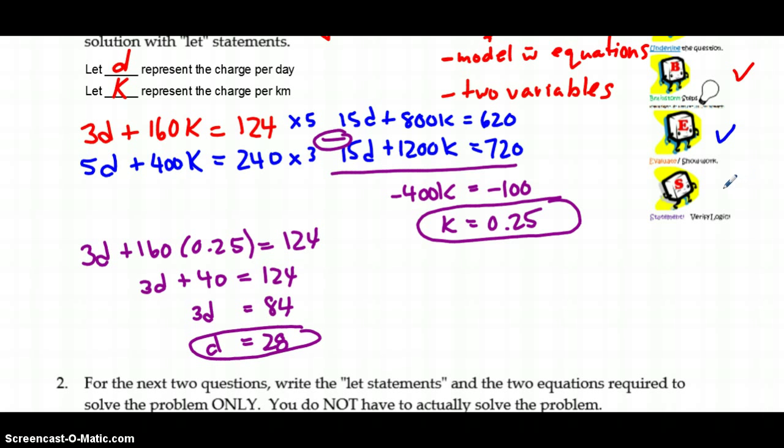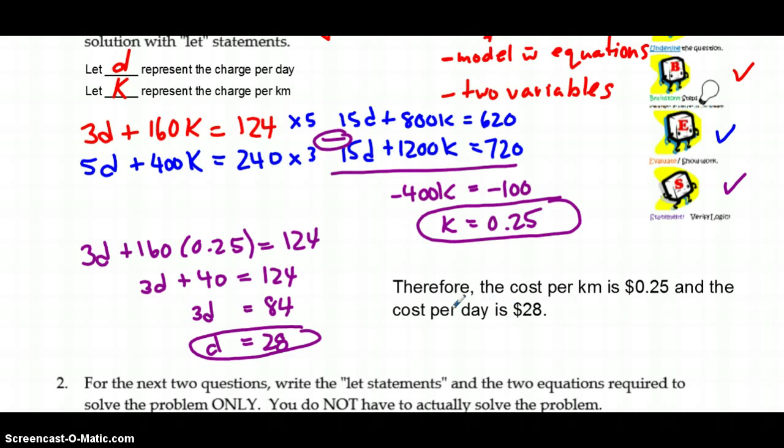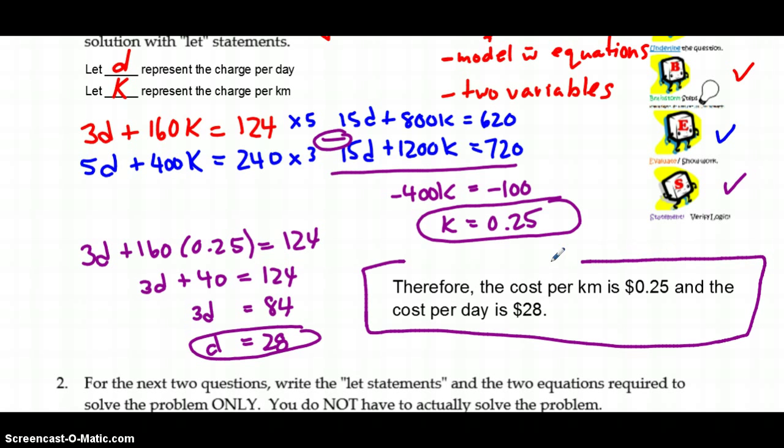So for your very final piece in your cubes is to always write a therefore statement anytime we have a word problem. So we're going to, and there you have it. Therefore, the cost per kilometer is 25 cents, and the cost per day is $28.